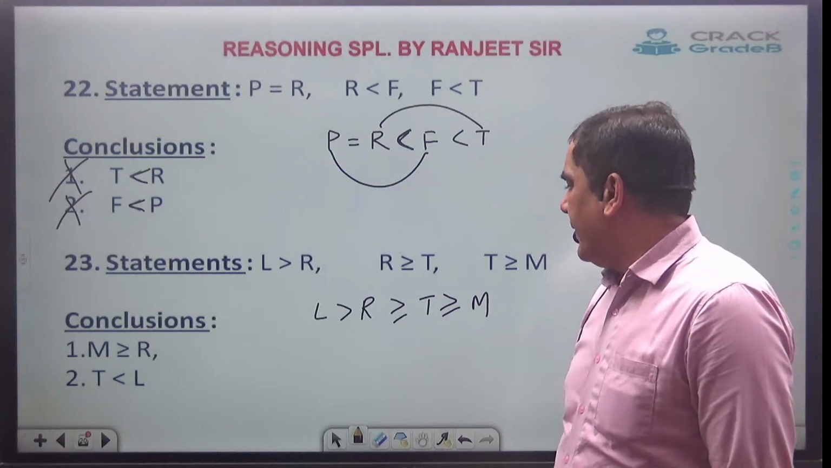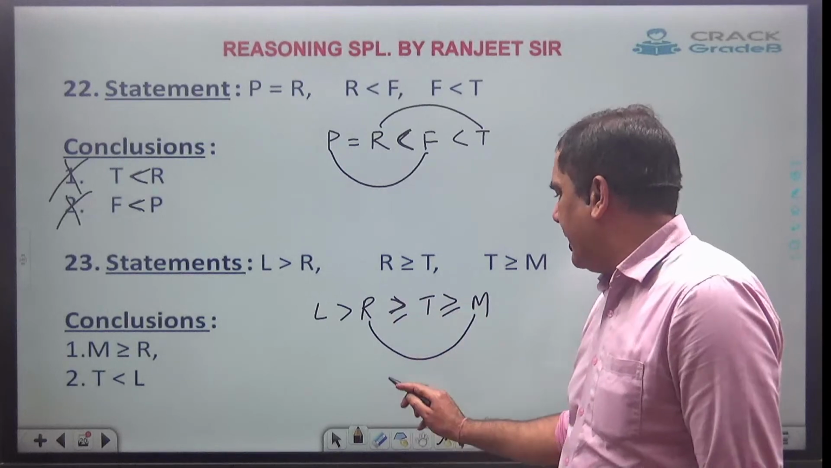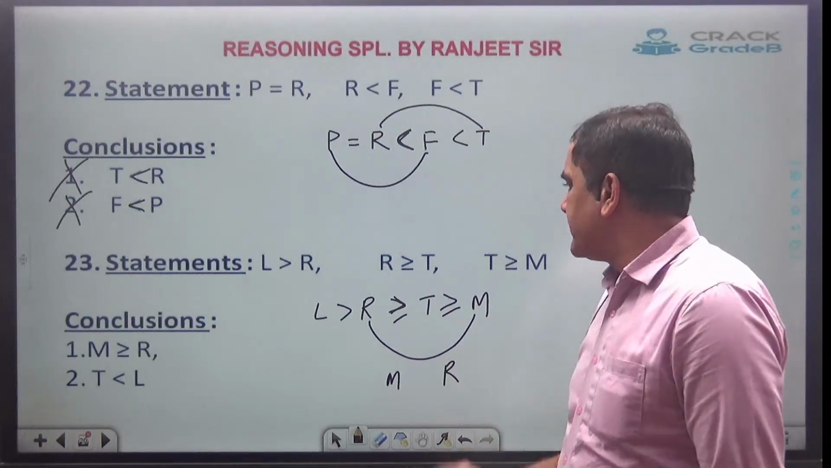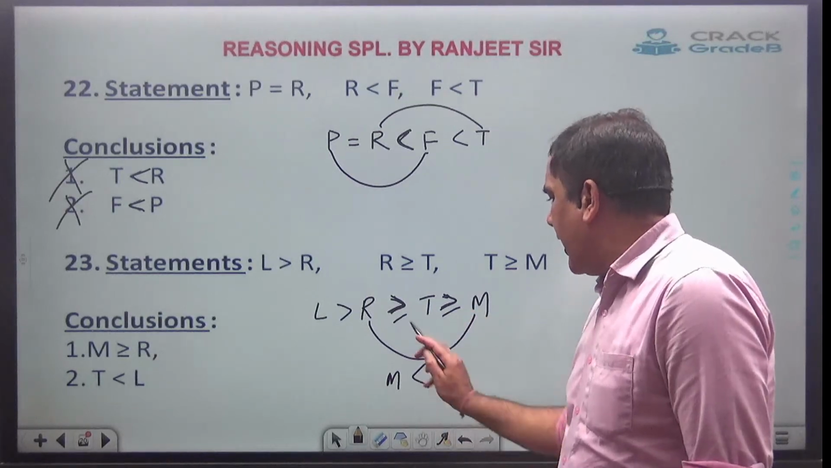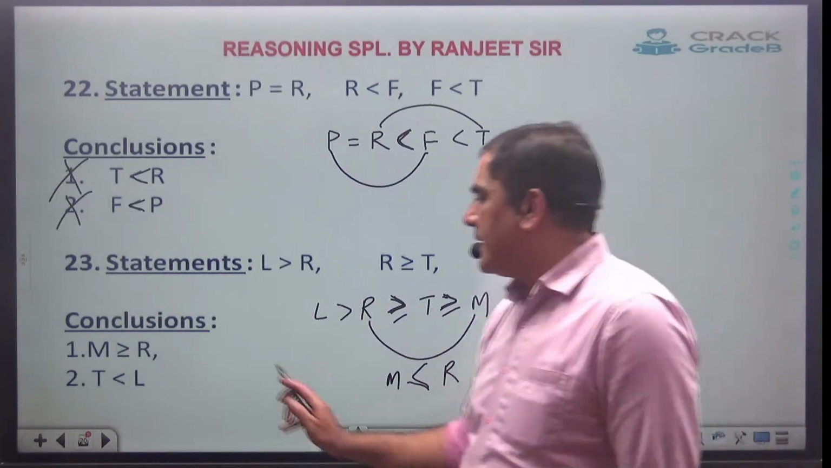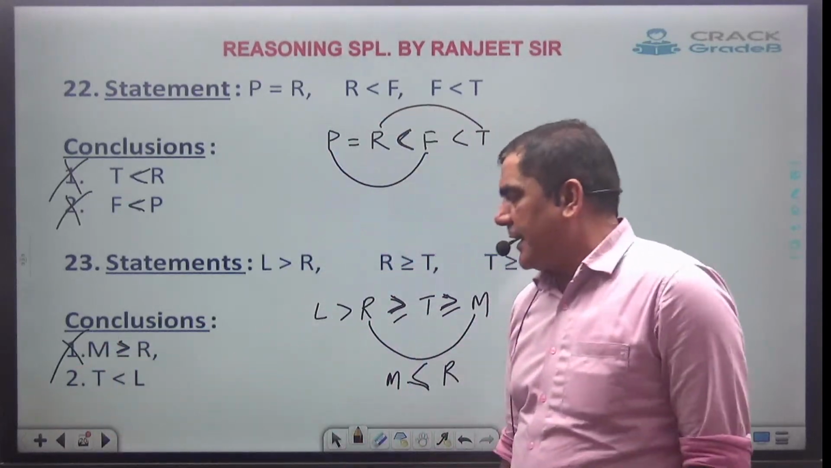Okay, first one. M and R. So what I will say, face should be towards R. Face should be towards R, and it should be equal to also. But here they have given face is towards M. First is wrong.